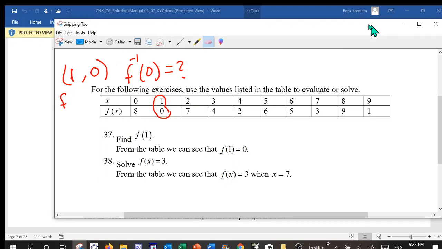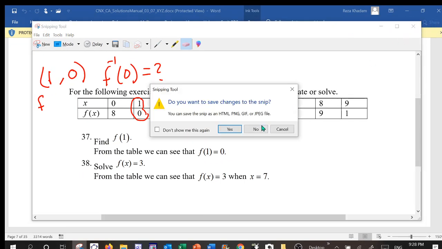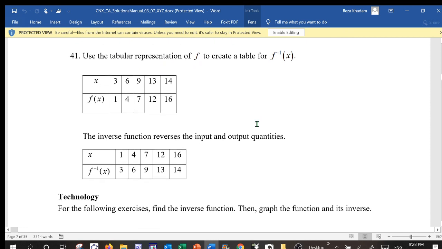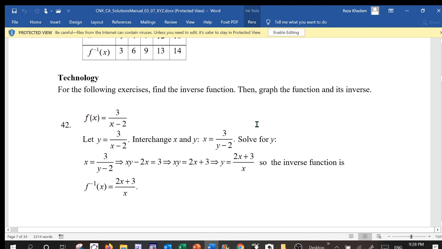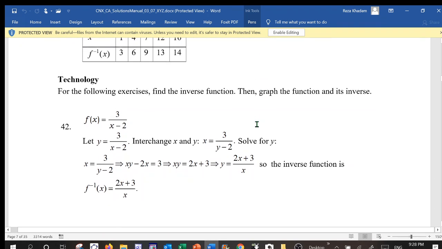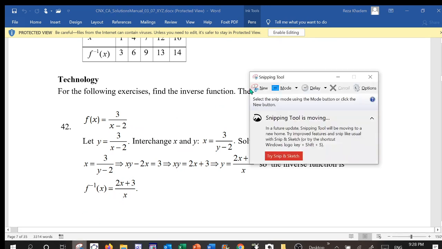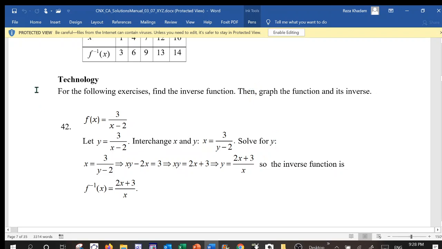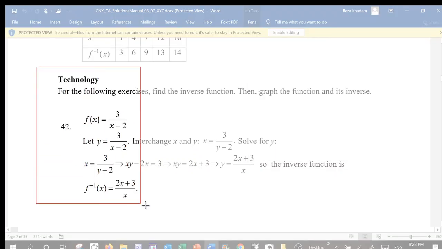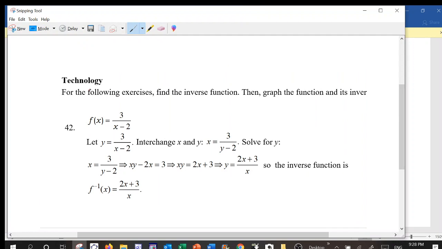Okay, so let's do one more of these. Let's do number 42. It says for the following exercise, find the inverse function, graph the function and its inverse. Well, it's easy. I did a harder problem than this one. So I'm going to maybe let you do this.